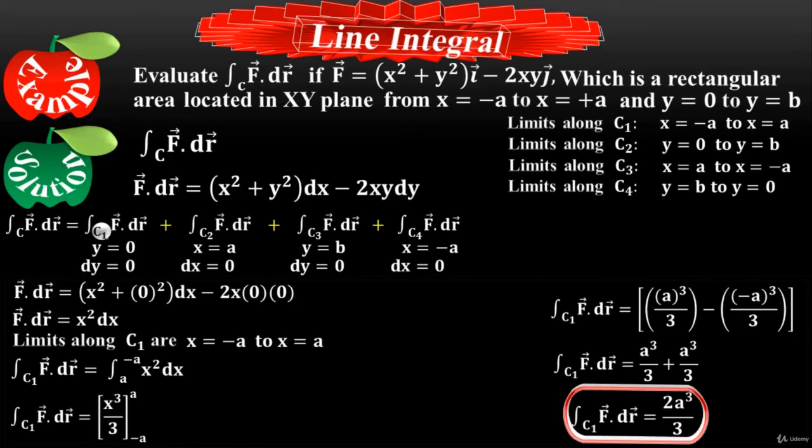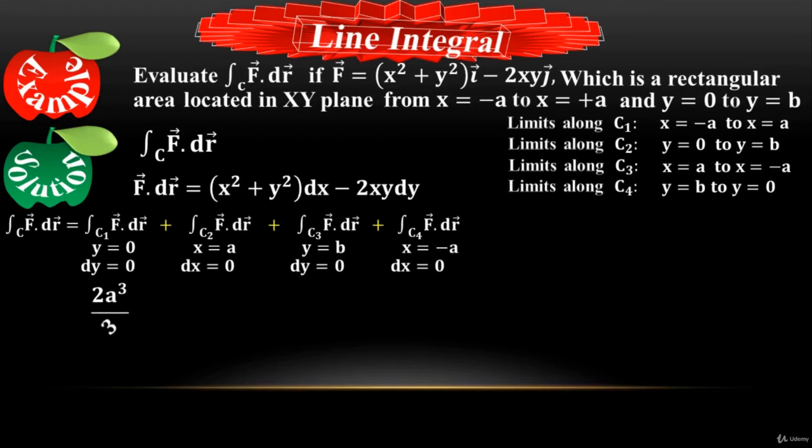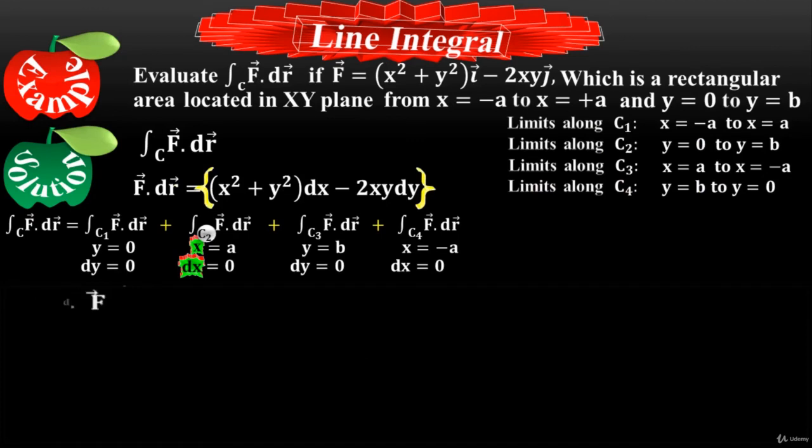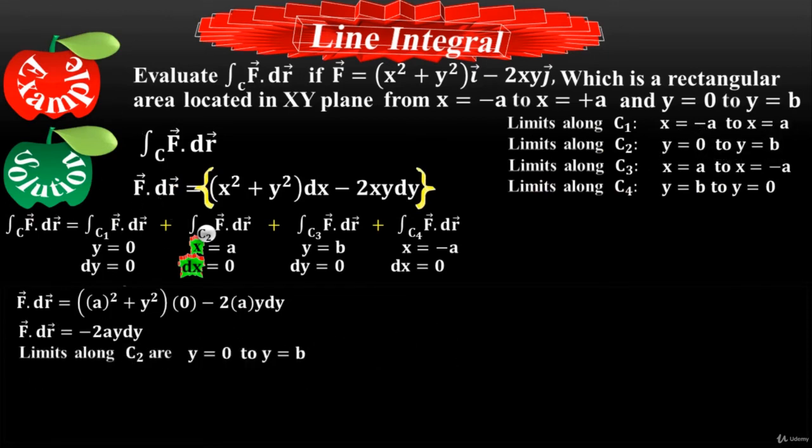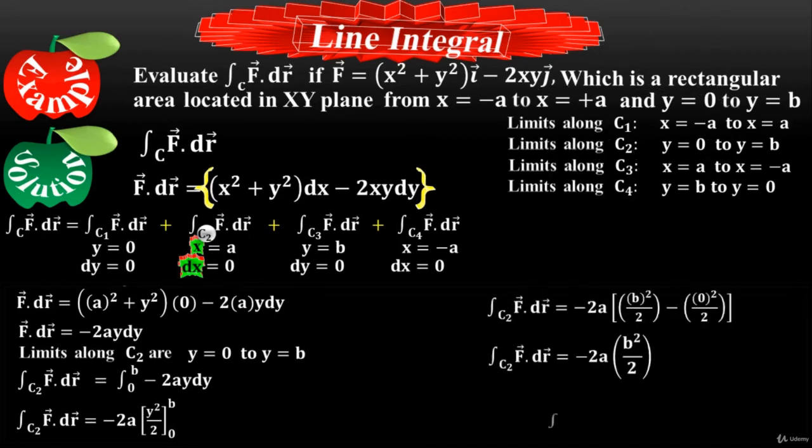Just put 2a cubed over 3 under C1 here. Now start from C2, where x equals a and dx equals 0. Substitute x equals a and dx equals 0 in this equation to finally have minus 2ay dy. Limits along C2 are y equals 0 to y equals b. Take integration on both sides. The integration of this term is actually the integral over C2. Then also take integration on the right side with the limits y equals 0 to y equals b. Integrate 2ay with respect to y to have minus 2a y squared over 2. Distribute the limits and finally I have the value minus a times b squared for C2. This is the final value for C2.